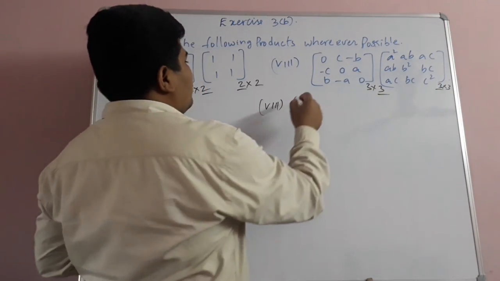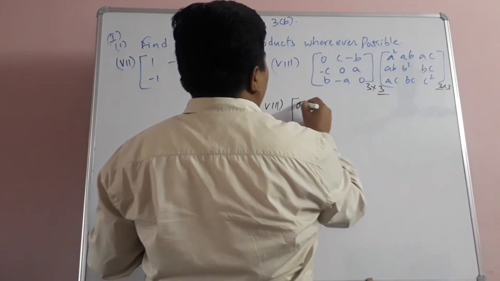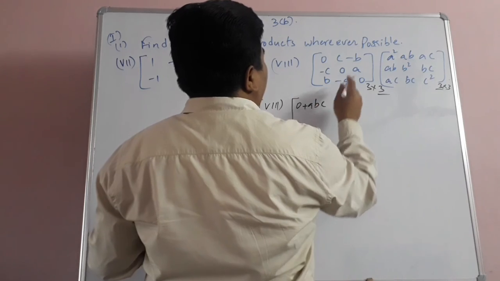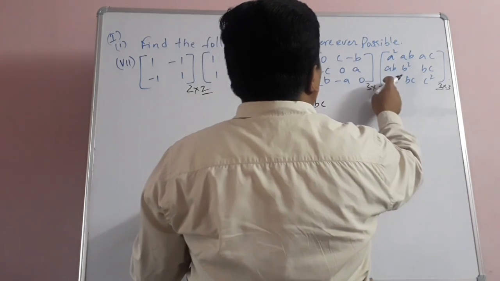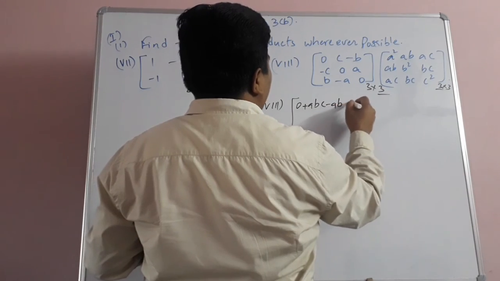Now see first row, first column, children. 0 into a square is 0, plus C into AB is ABC, plus minus B into AC. Minus B into AC is minus ABC, plus into minus is minus.